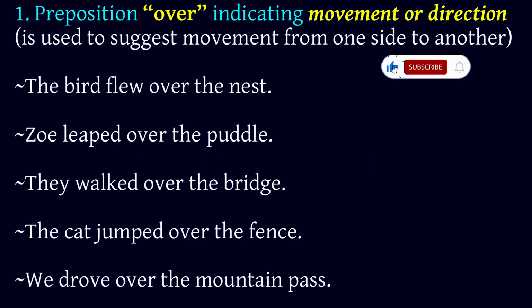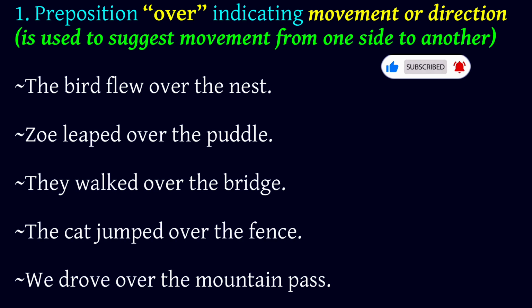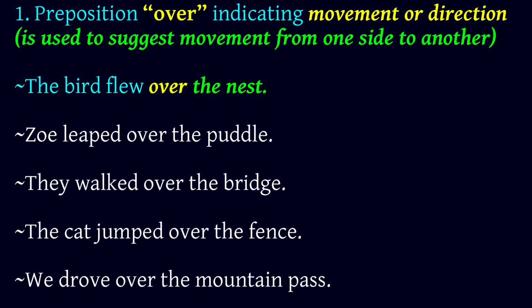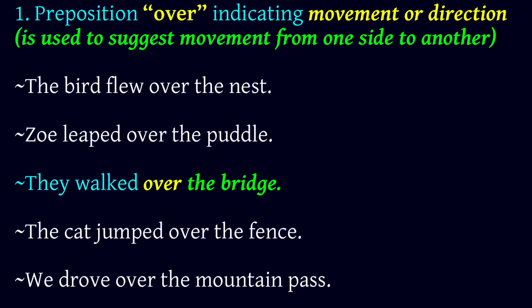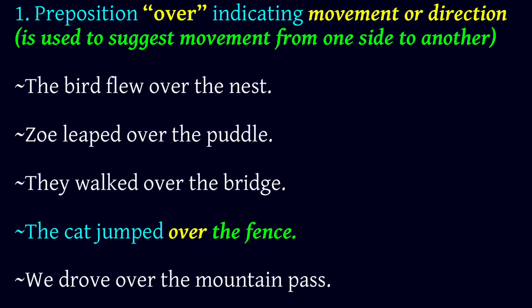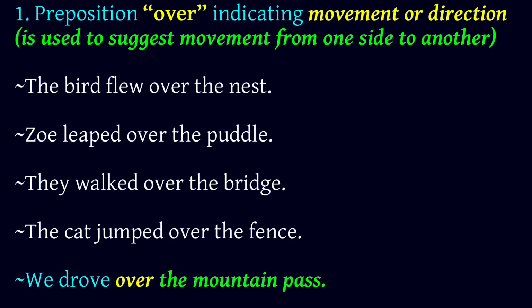1. Preposition over indicating movement or direction is used to suggest movement from one side to another. The bird flew over the nest. Zoe leaped over the puddle. They walked over the bridge. The cat jumped over the fence. We drove over the mountain pass.